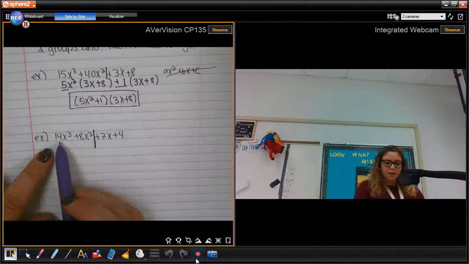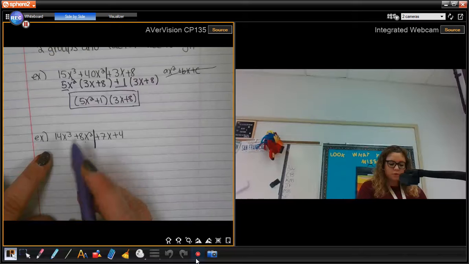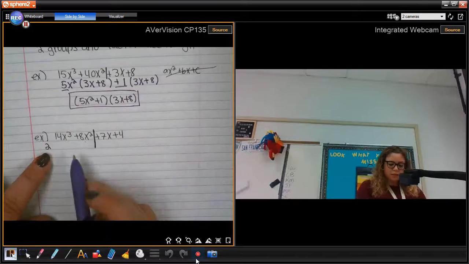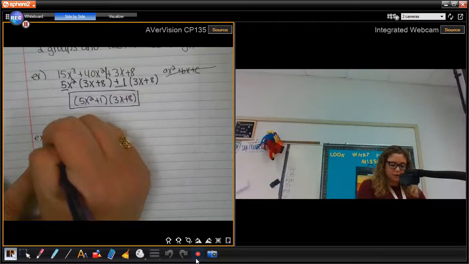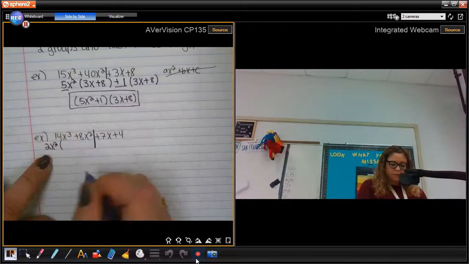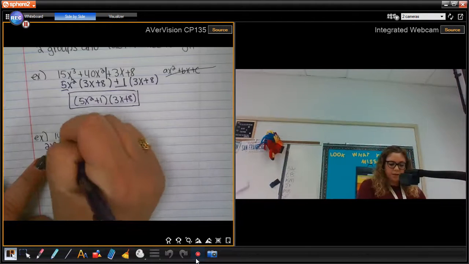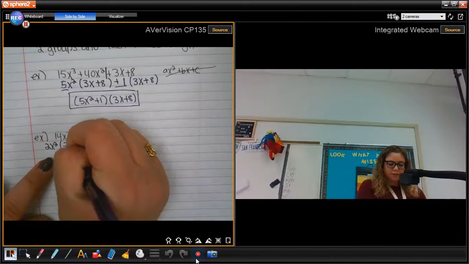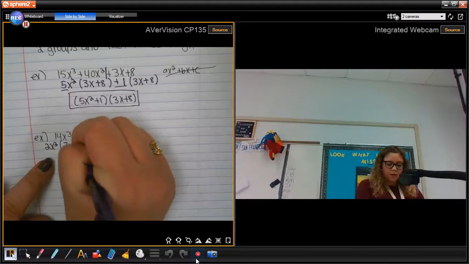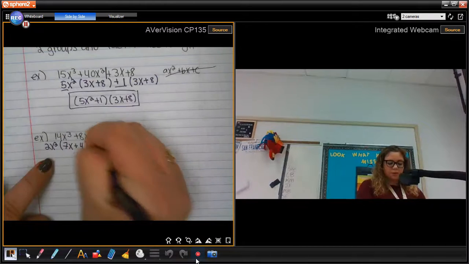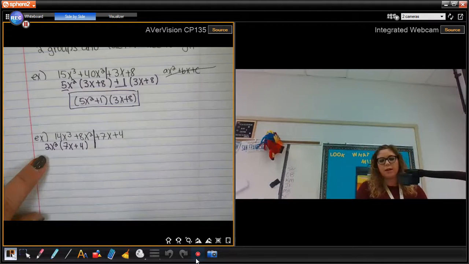I can factor out a 2. Okay, and I can also factor out an x squared because they both have at least an x squared. 14 divided by 2 is 7. X cubed divided by x to the second is x. 8 divided by 2 is 4. X squared divided by x squared is just 1. So I'm left with that.